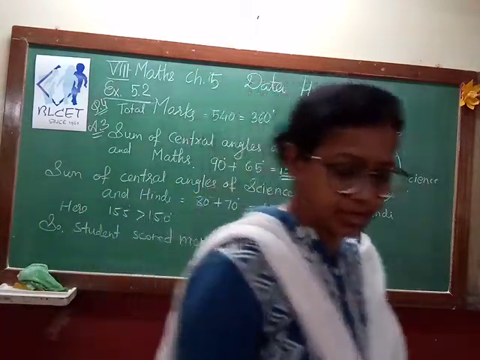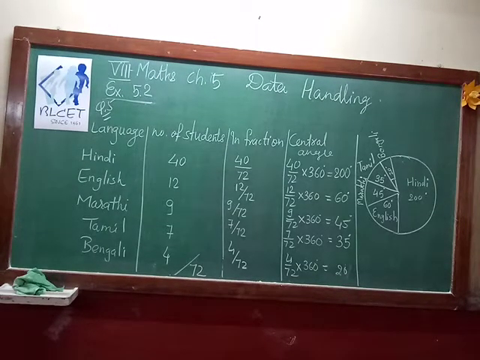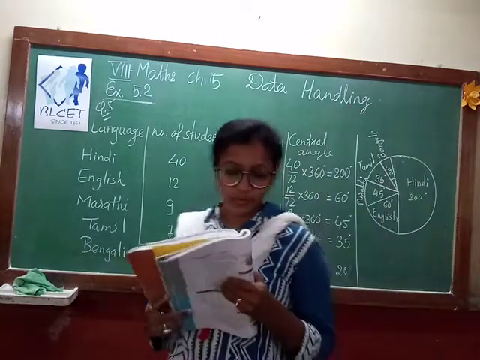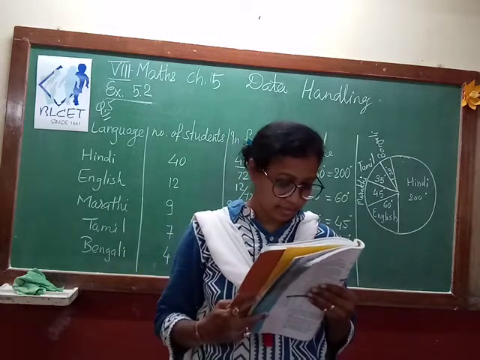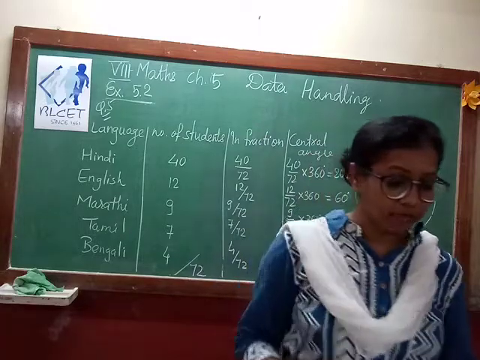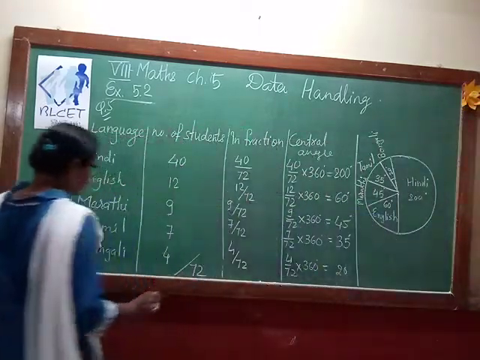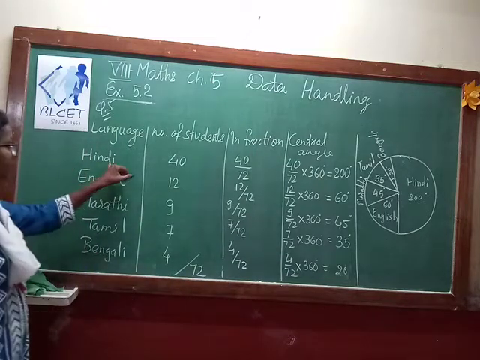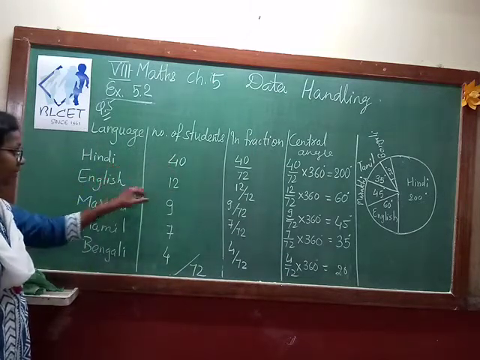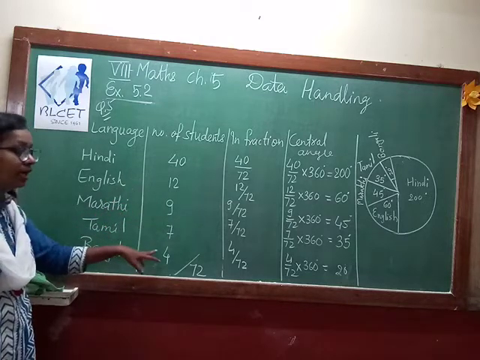Move on to the next question, question number 5. Let's move on to the 5th question. Some data are already given to you. The number of students in a hostel speaking different languages is given below. Display the data in the pie chart. Total number of students are already given, that is 72. Out of 72, Hindi is spoken by 40 students, English by 12 students, Marathi by 9 students, Tamil by 7 students and Bengali by 4 students.